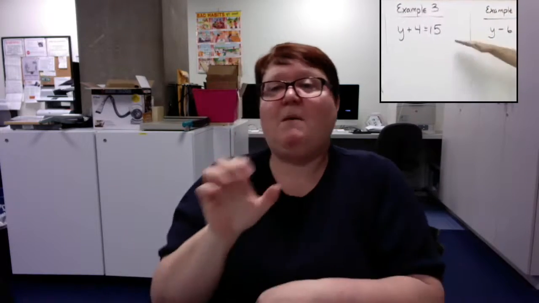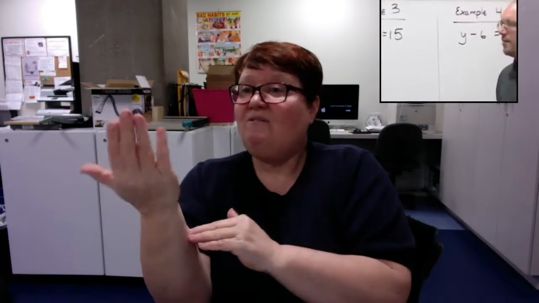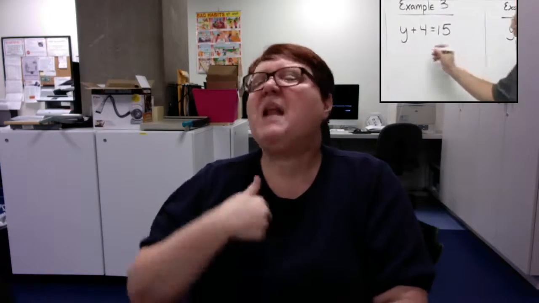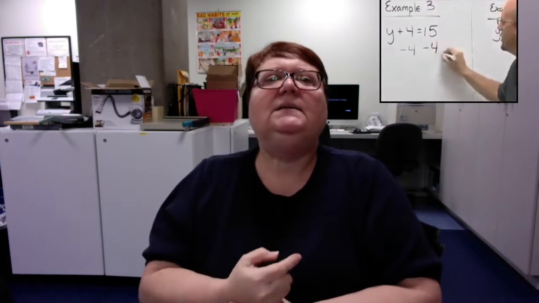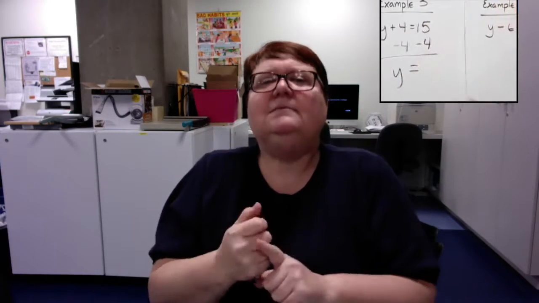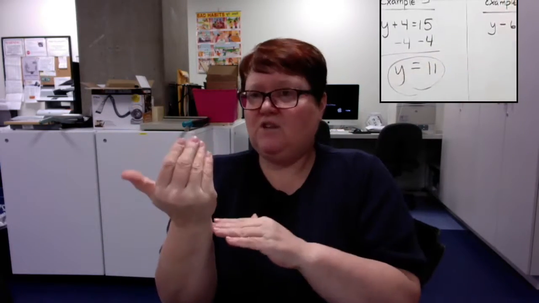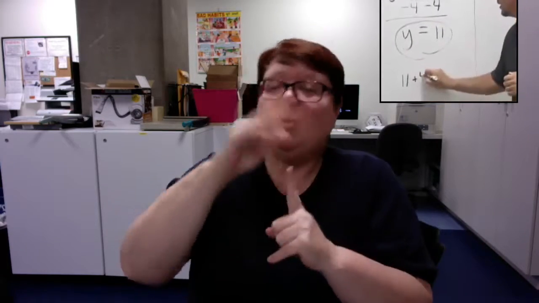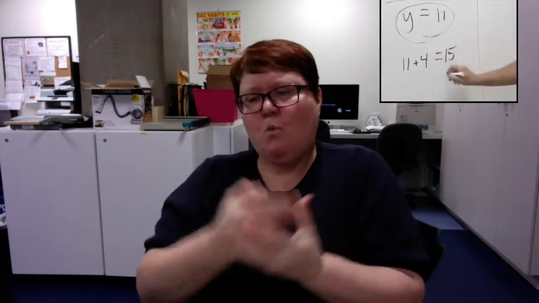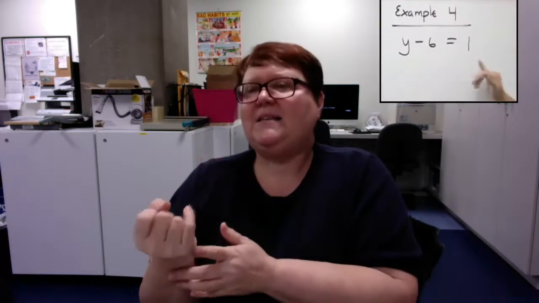Let's look at these 2 examples which reinforce what we've already done. And we'll move through these a little bit quicker since we've already gone through the steps. Y add 4 is equal to 15. To undo our addition, I will subtract 4, but I must do it from both sides. That leaves me with y. Equal sign comes down. 15 minus 4 is 11. Y equals 11. Checking my answer, does 11 plus 4 equal 15? Yes, correct answer.